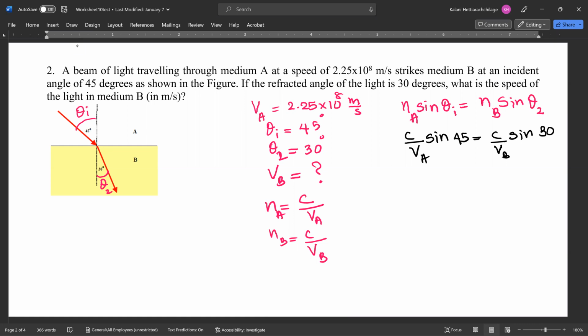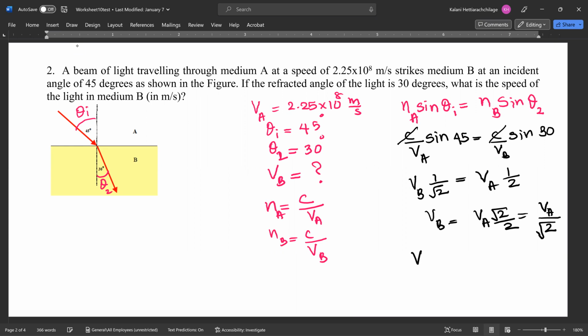So sine of 30 degrees will be just 1 over 2, and sine of 45 will be 1 over root 2. Now I'm going to write another one in here, and at the same time I'm going to cross multiply. So I have VB sine 45, which is 1 over root 2, should be equal to VA times sine 30, which is half, right? Then VB will be VA times root 2 over 2. So this will be equal to VA over root 2.